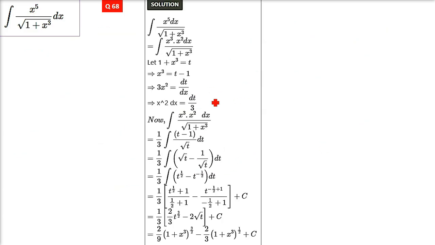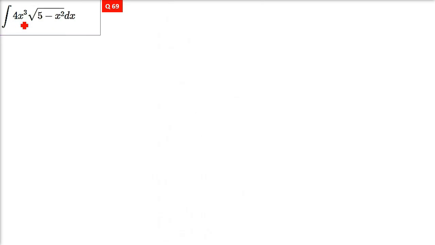So this is how we are going to approach this question, and this is the way you can solve it. Please remember, x cube equals t will add some effort. x cube plus 1 equals t will be easier. Next one also, 5 minus x square equals t, you will get an x square x term. So x cube can be changed into x square into x. 4 I have taken outside, under root 5 minus x square.